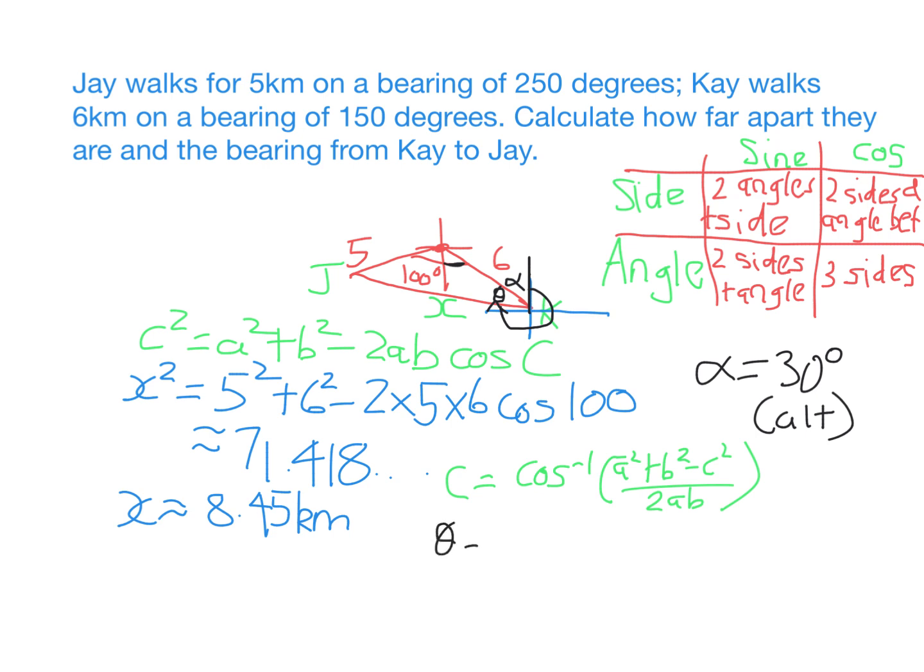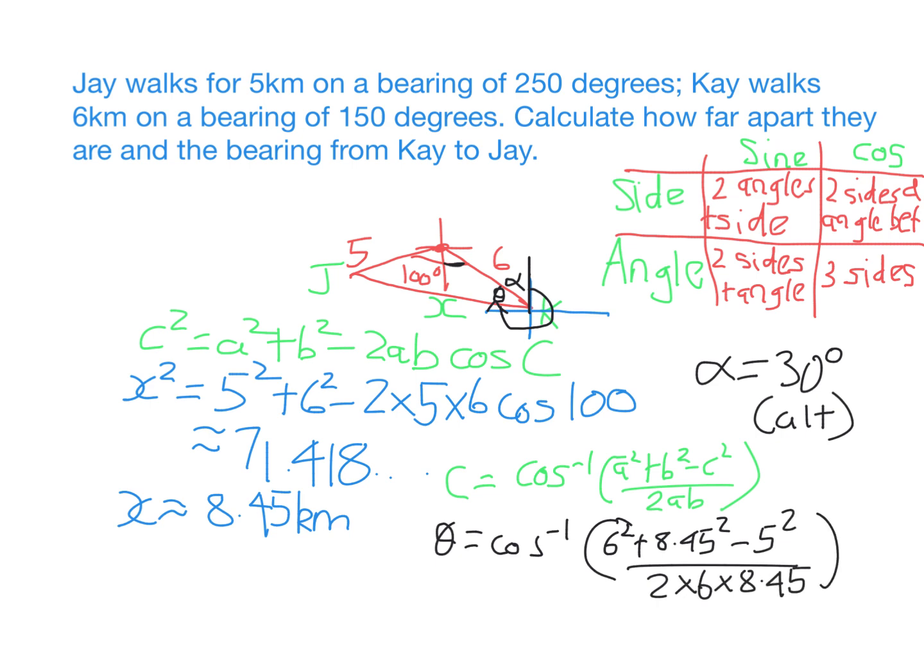So theta here will be the cos inverse of a squared plus b squared, it doesn't matter which you call a, so I'll call a, then minus the side opposite squared, over 2 times a times b. The side opposite is x that we found, which is 8.45. I've just written 8.45 here for convenience, but when I actually put this on my calculator, I'm going to use the ANS answer function to bring up the previous answer. And so putting that on our calculator, we get about 35.7 degrees.